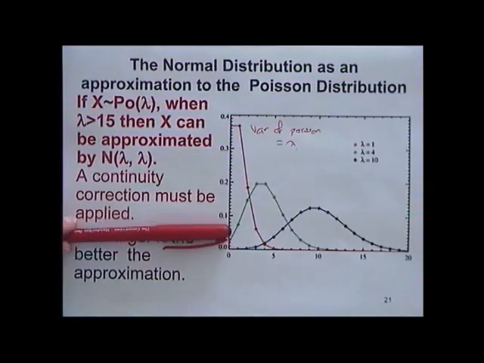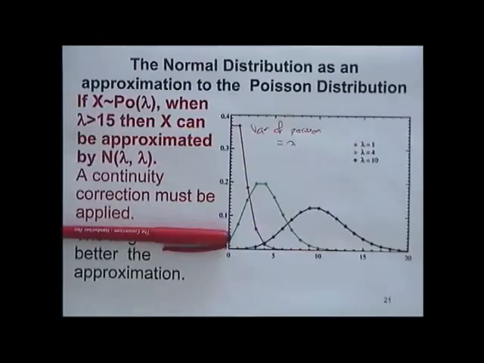Right, why does it then talk here though about we need to use a continuity correction? Go on. Because you're approximating something discrete using something continuous. Spot on, yeah. We are approximating a discrete Poisson distribution by a continuous normal distribution, so we will need to use a continuity correction, and the larger lambda is, the better. Okay?